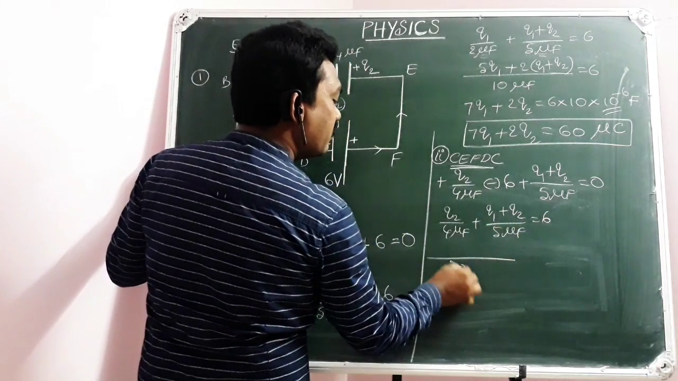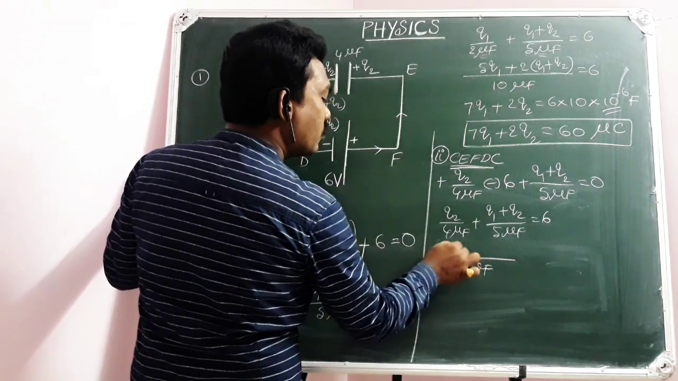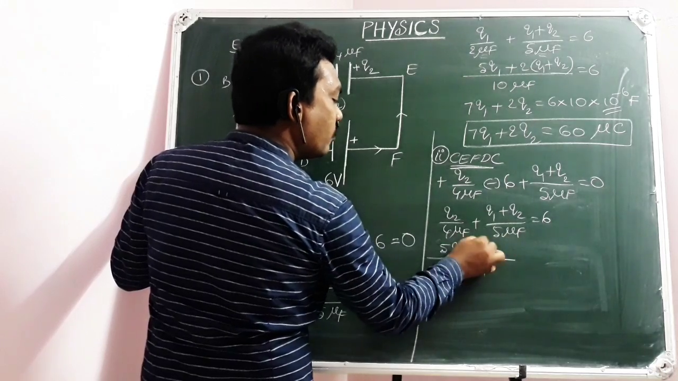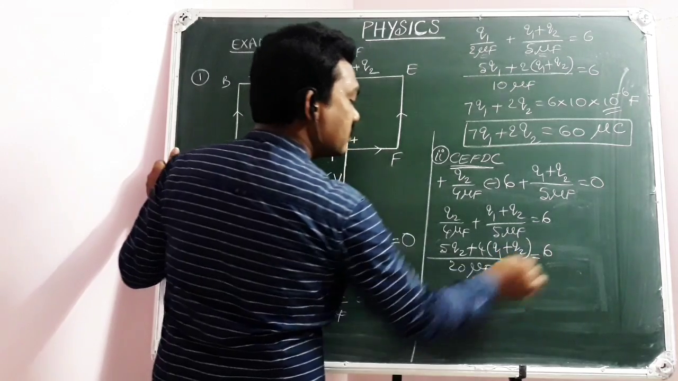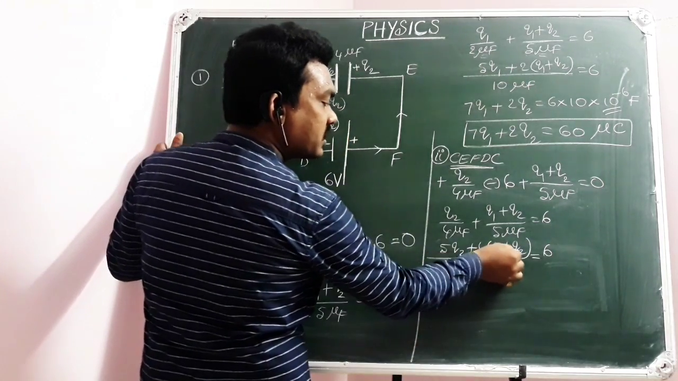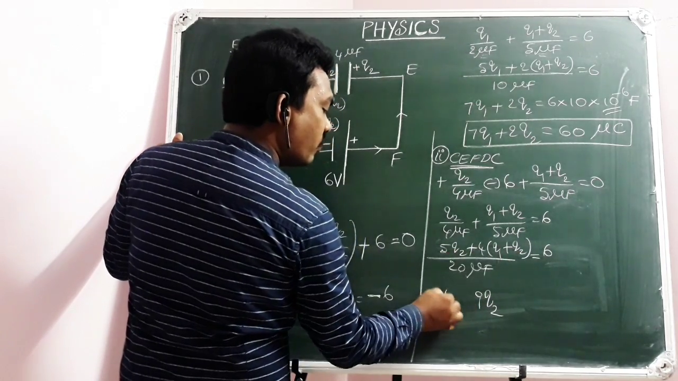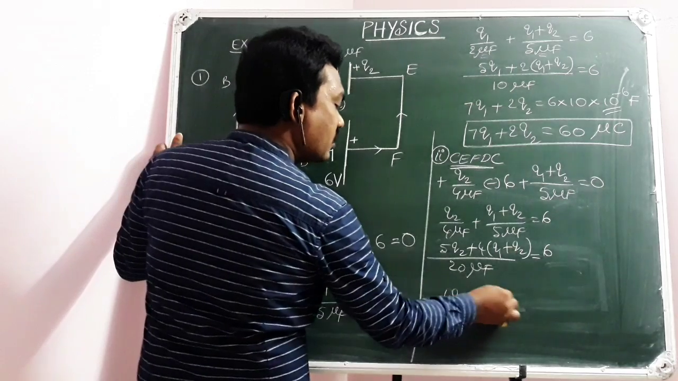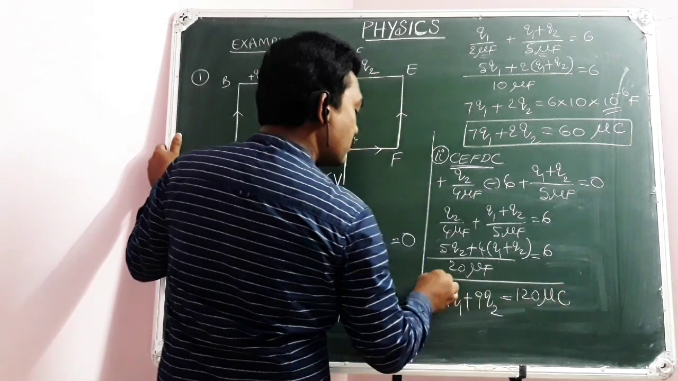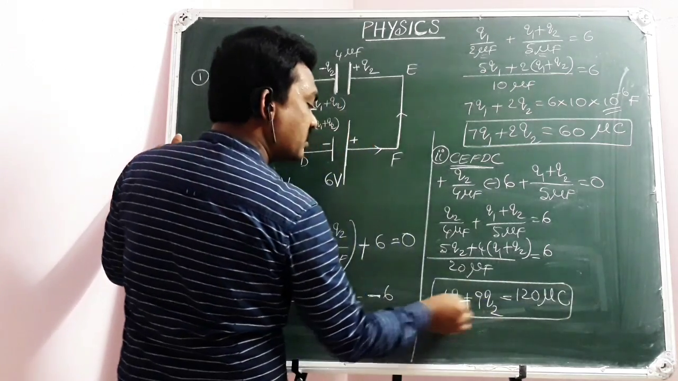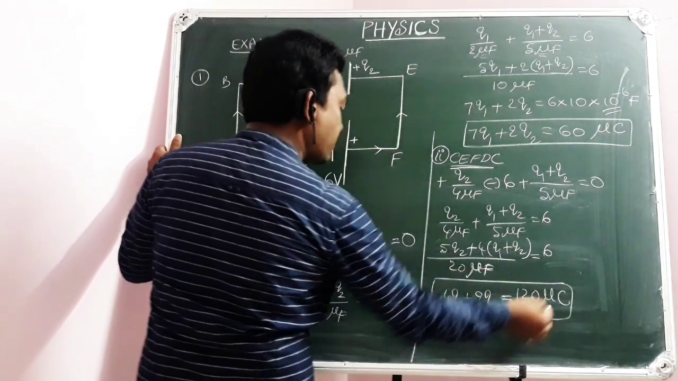Then you can take here 20 microfarad. Then here 5 times Q2 plus here 4 times of Q1 plus Q2 is equal to 6. So that here 5 Q2 plus 4 Q2, it will be 9 Q2 plus 4 Q1 is equal to 6 into 20, 120 microcoulombs. Because the left side is the sum of charges, the right side will be in terms of coulombs, but it is microfarad, that's why microcoulombs there.